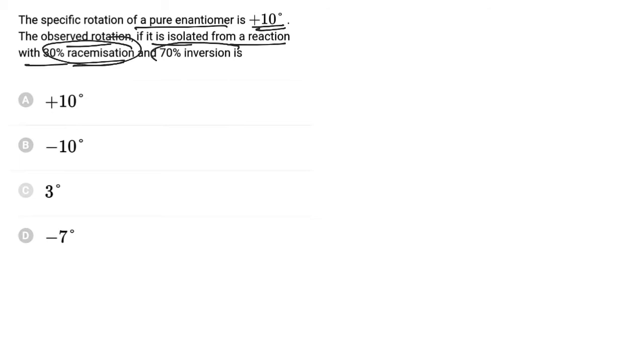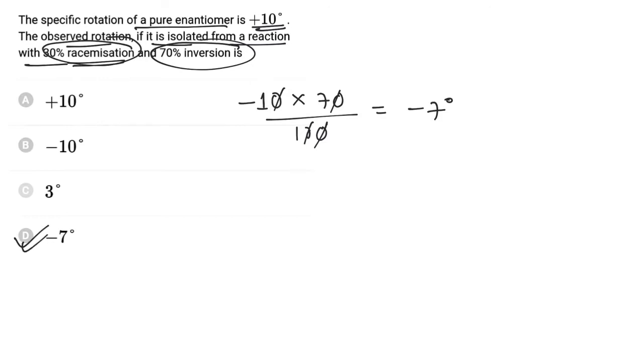Now we have 70% product with inversion of configuration. If we are getting 100% inverted product, then its rotation will be minus 10, but we are getting only 70%, so 70% of minus 10 will be observed, so it would be minus 7 degree anticlockwise, and correct answer is D.